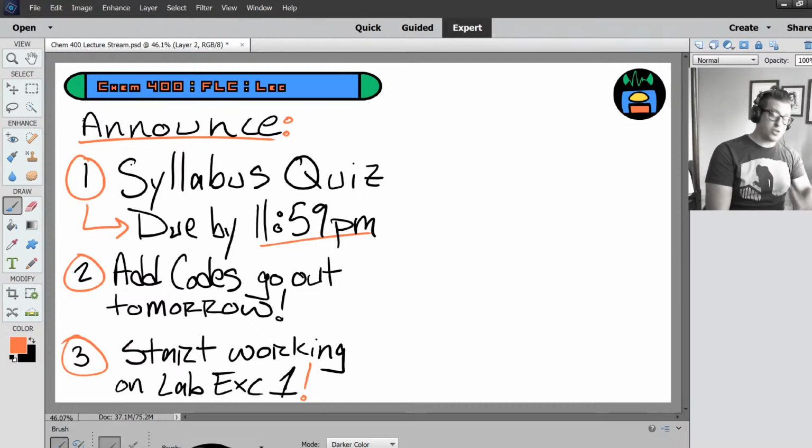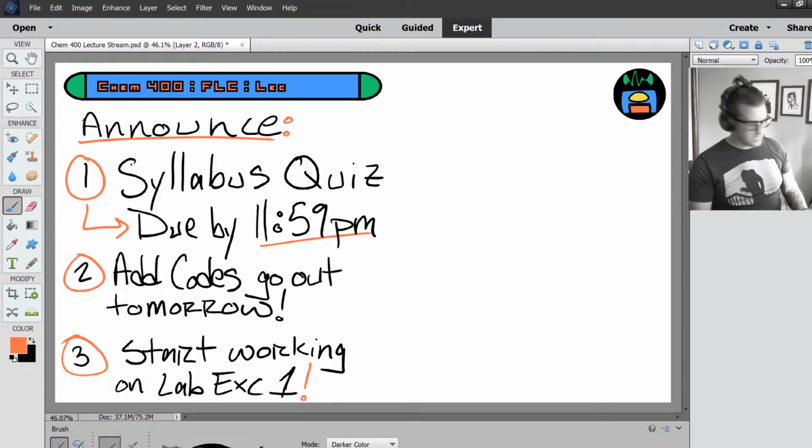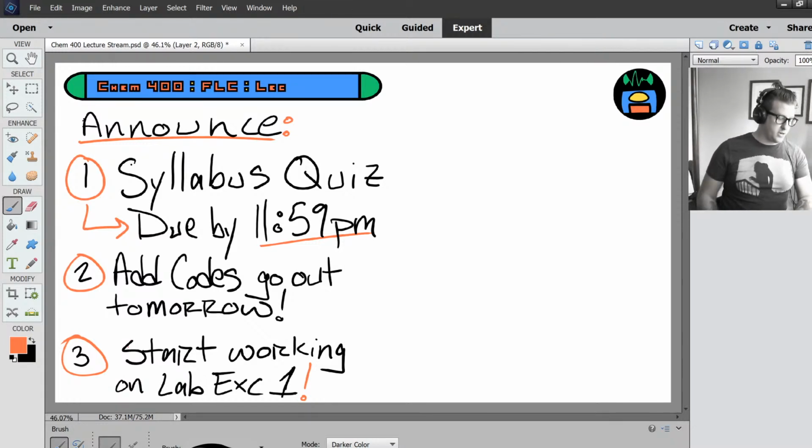But another good reason to start on this early is, okay, awesome, cool. It looks like Dr. Gillies has that up in her lab Canvas site as well.